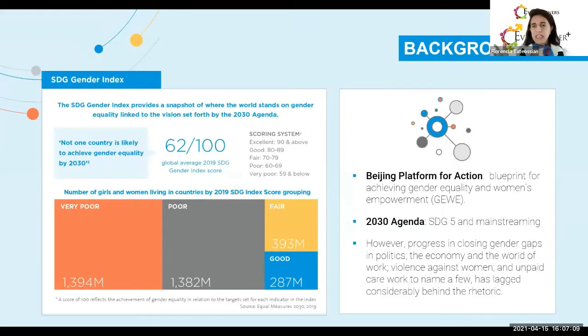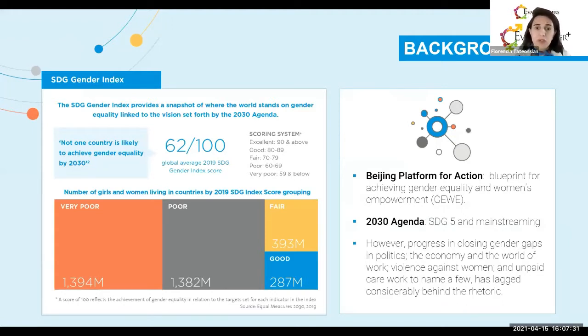And the background of all this, as you know, is where we are in terms of achieving gender equality, right? And so if we take the SDG Gender Index, we realize that we're still doing poorly. We have a scoring system, and actually, there is no country that will achieve gender equality by 2030, and we're still at the rank of like 62 out of 100.